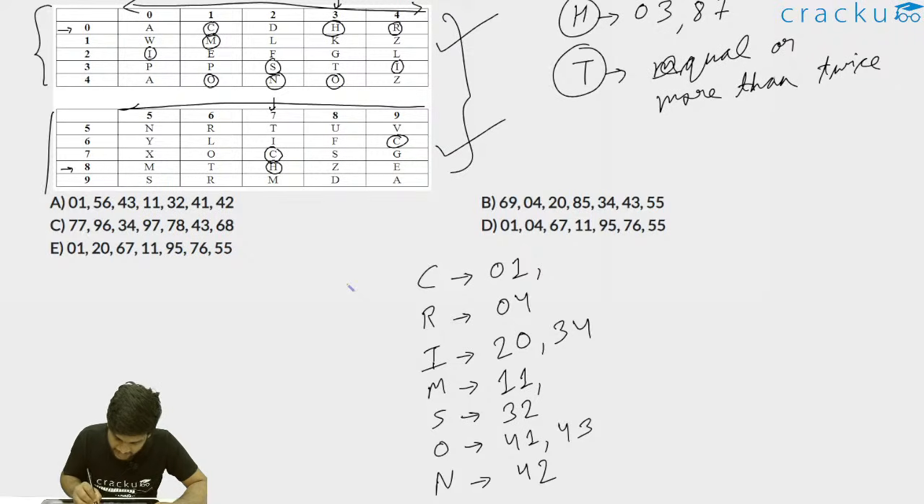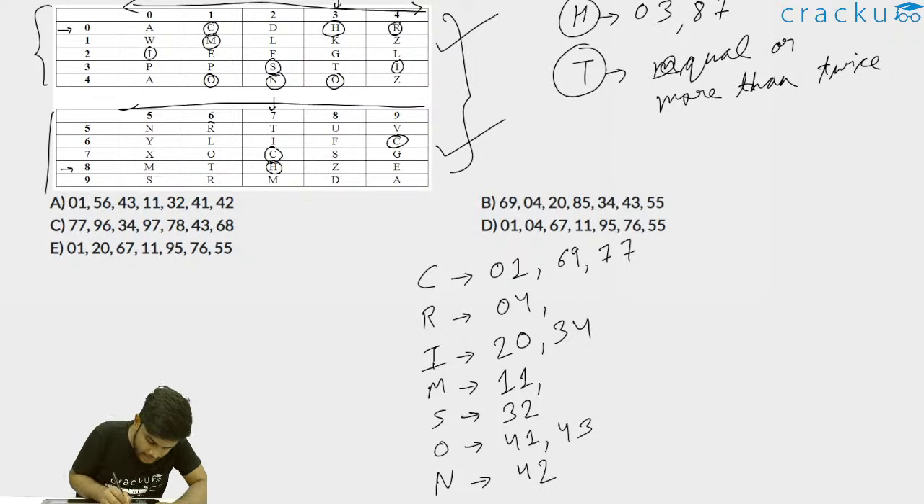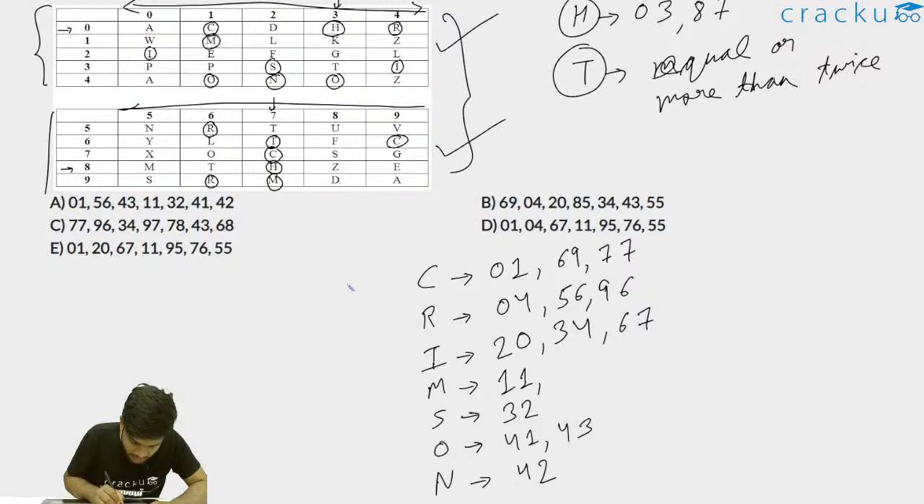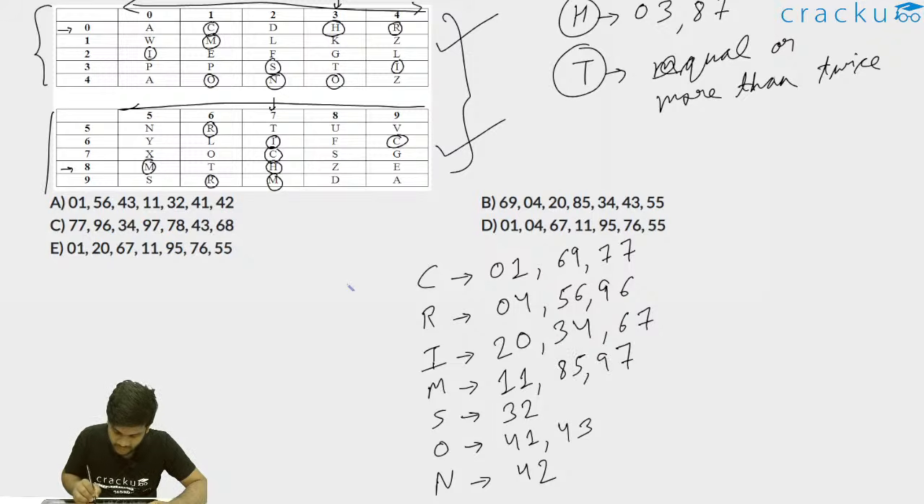So it will be 6, 9, 7, 7. Now for R, R is here 5, 6 and R is here 9, 6. So it is 5, 6 and 9, 6. Similarly for I is here. So it is 6, 7. Now for M is here and M is here. So it will be 8, 5 and 9, 7.